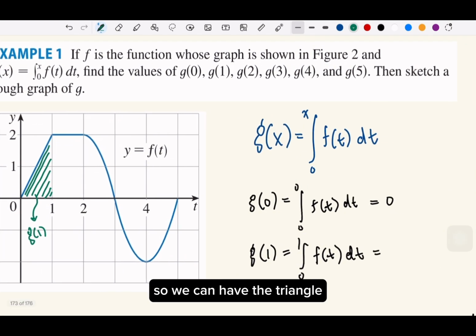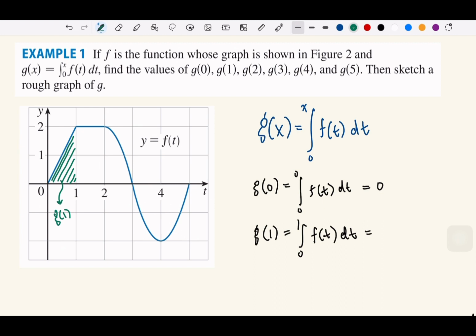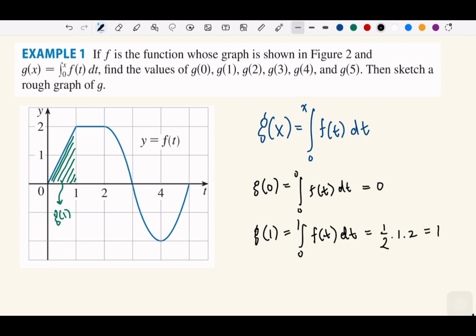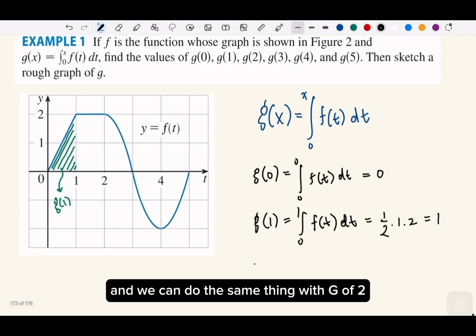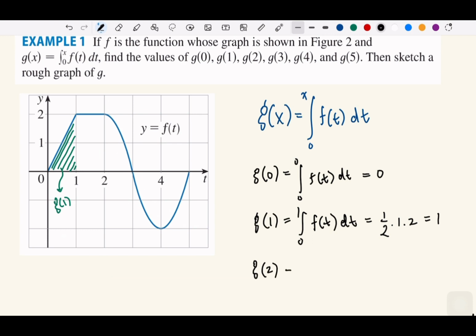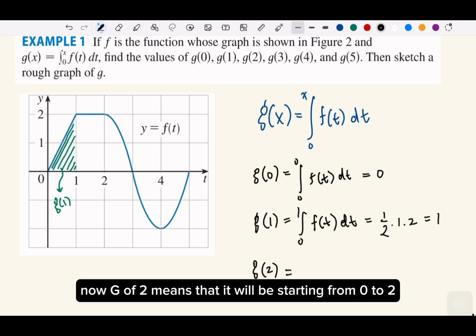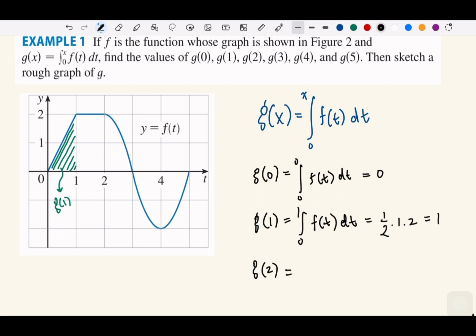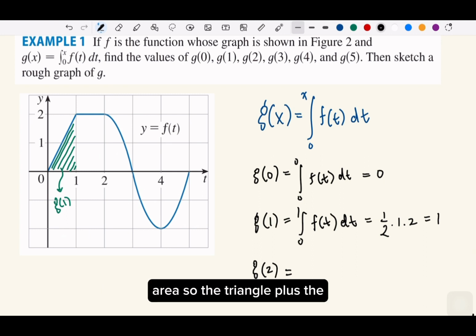So we can have the triangle. Let me write half, and then 1, 2. Or this is just 1. We don't know whether it's meters or anything, but we know this is 1 unit. And we can do the same thing with g of 2. Now g of 2 means that it will be starting from 0 to 2, so it means that it's going to be this area: the triangle plus the rectangle.